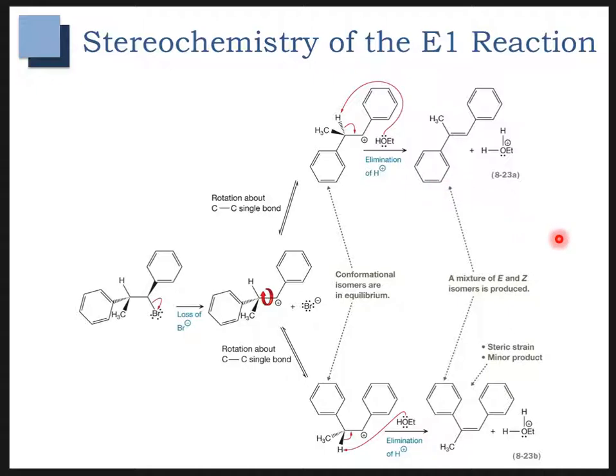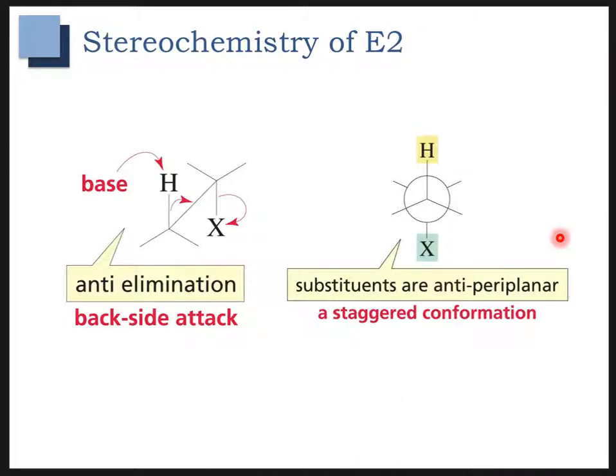Okay, now let's look at the E2 reaction. The E2 reaction, we said before, had only one product as the outcome. The reason for this is because the beta hydrogen and the leaving group have to be in a position where they are anti to each other, right? So they have to be perfectly parallel.